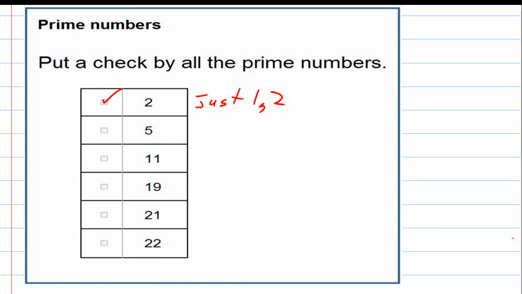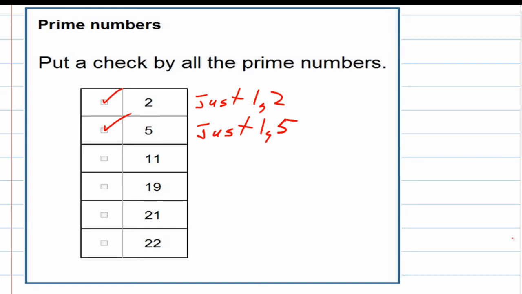And when I think of 5, I know 5 is divisible by 1 and by 5. And again, I can't think of anything else that divides evenly into 5. So just 1 and 5. Okay, so that means it's also a prime number.